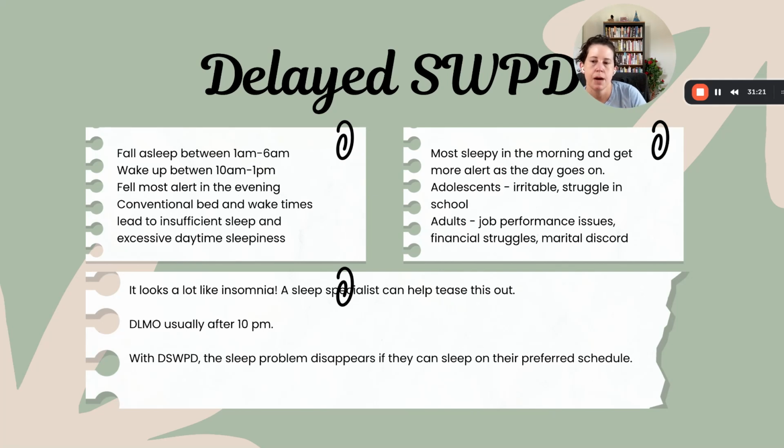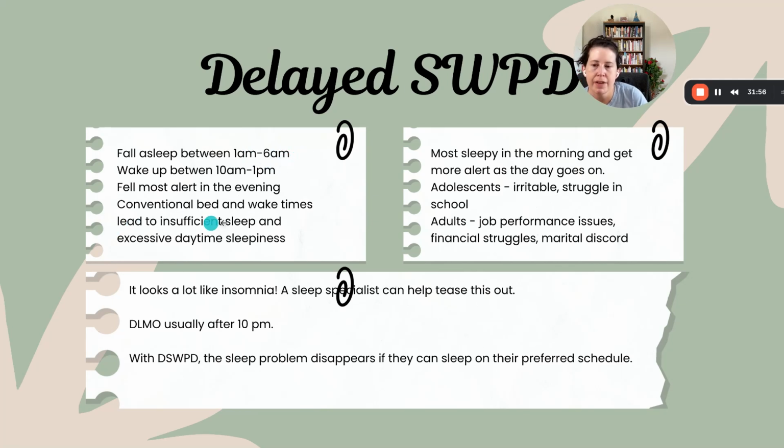Fall asleep between 1 a.m. and 6 a.m., wake up between 10 a.m. and 1 p.m. These people are going to get more alert as the day goes on. They're super sluggish in the morning. They're very sleepy in the morning and they get more alert. They kind of come alive as it gets later and later. So if they have to keep conventional bed and wake times, that's going to mean they are not getting enough sleep at night because they literally cannot fall asleep probably before 1 a.m. at the earliest. And then they probably have to get up at 6 to be ready for school or work.